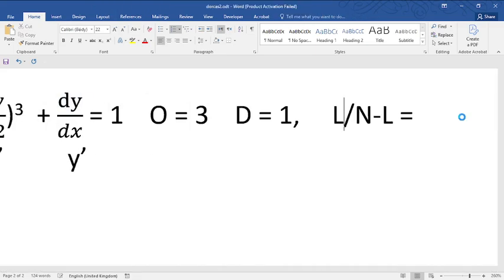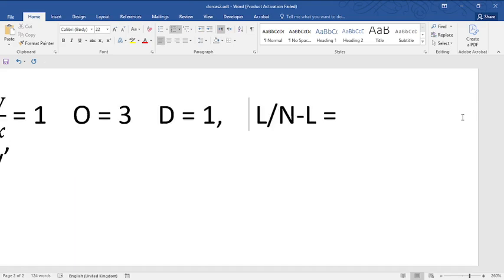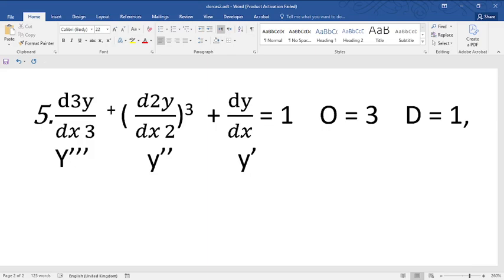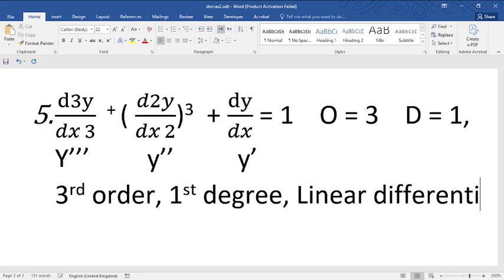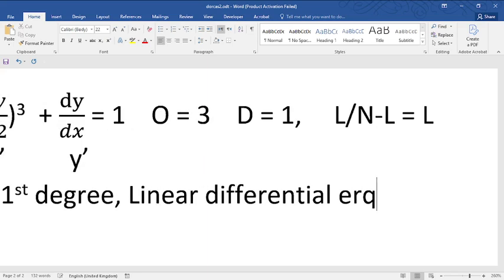So, and then since the power is equal to 1, it is going to be a linear differential coefficient, because if you now want to name this particular equation, you just have to say third order, first degree, linear differential equation. So that is the way you are going to name the particular equation.